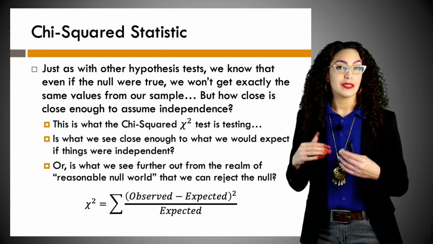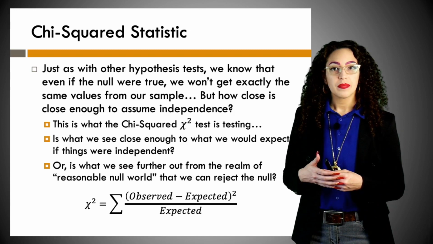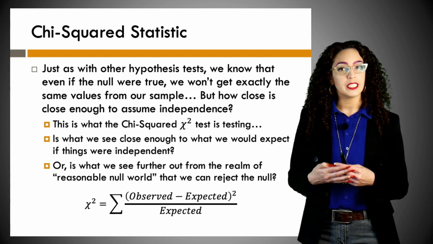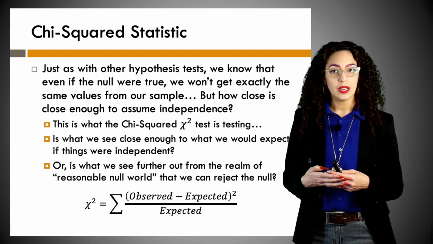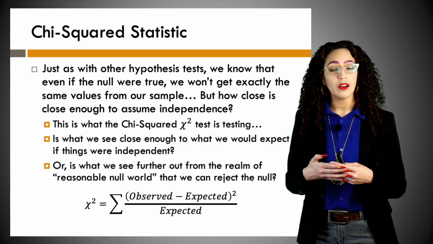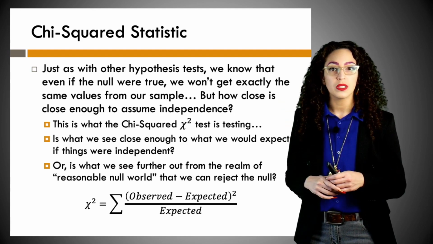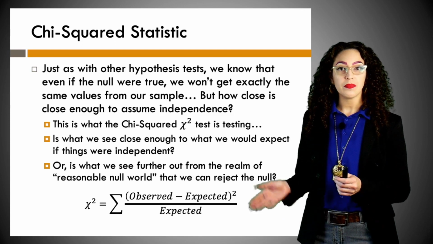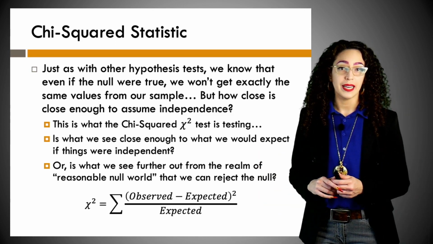But how close is close enough to assume independence? Is what we see close enough to what we would expect if things were independent? Or is what we are seeing further out from the realm of reasonable null world that we can reject the null? And here is what the actual chi-squared test looks like.